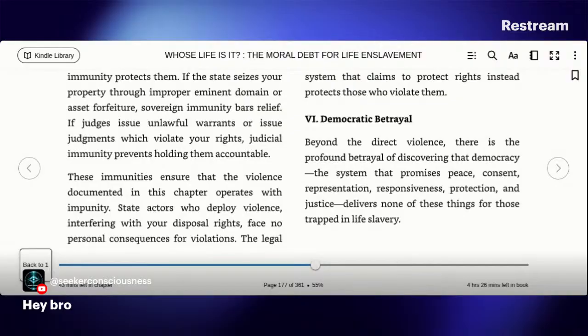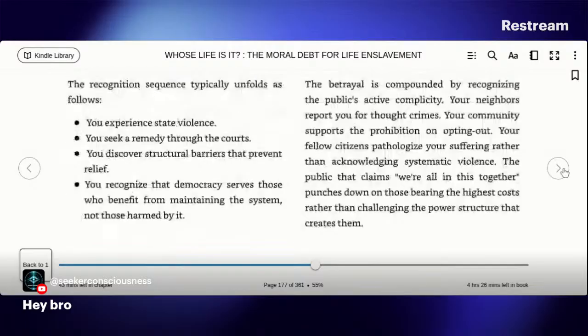These immunities ensure that the violence documented in this chapter operates with impunity. State actors who deploy violence interfering with your disposal rights face no personal consequences for violations. The legal system that claims to protect rights instead protects those who violate them. Beyond the direct violence, there is the profound betrayal of discovering that democracy, the system that promises peace, consent, representation, responsiveness, protection, and justice, delivers none of these for those trapped in life slavery.